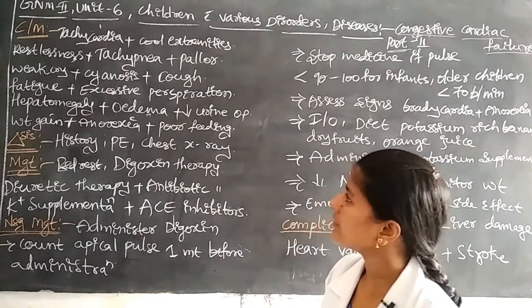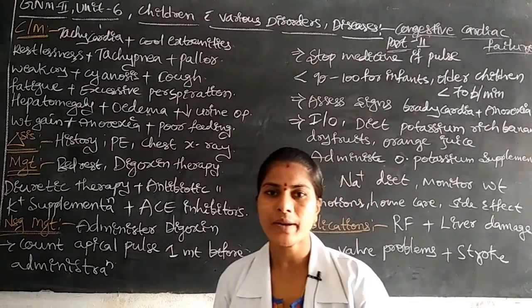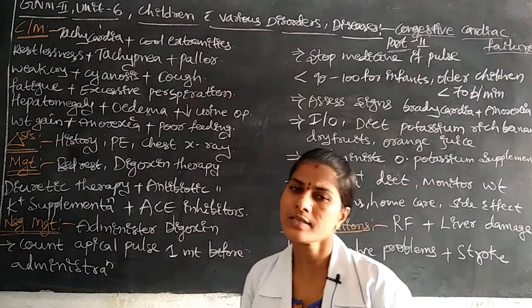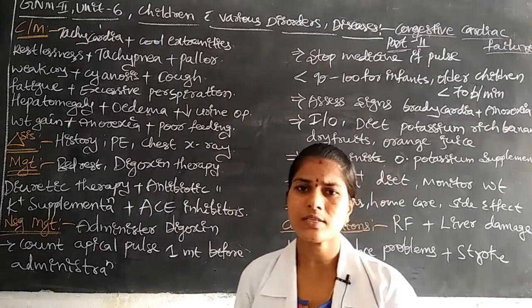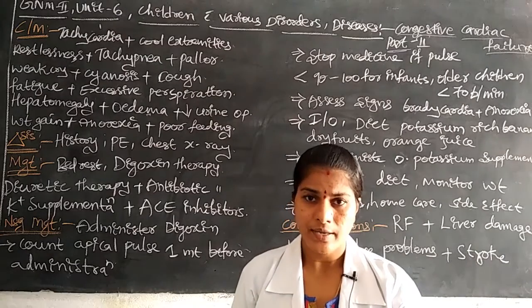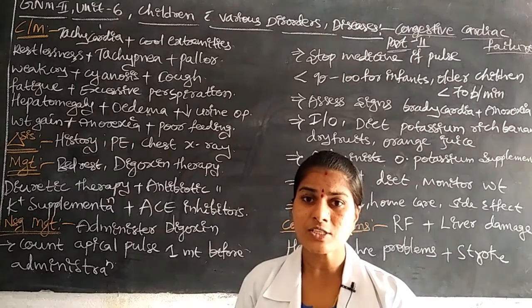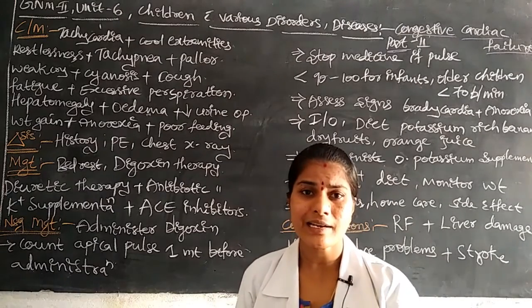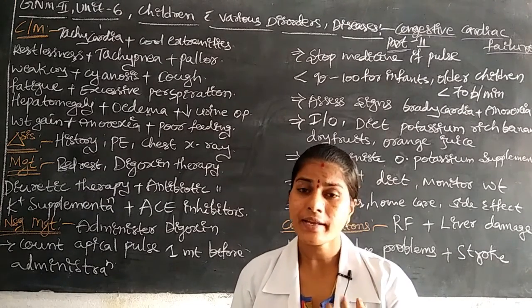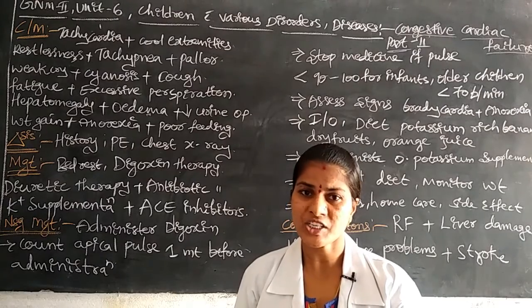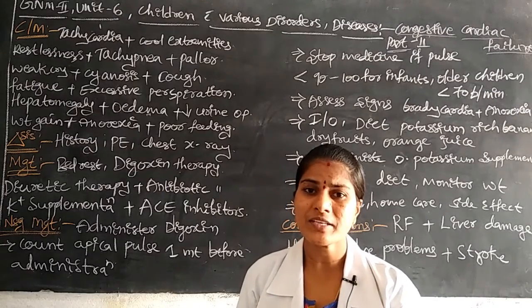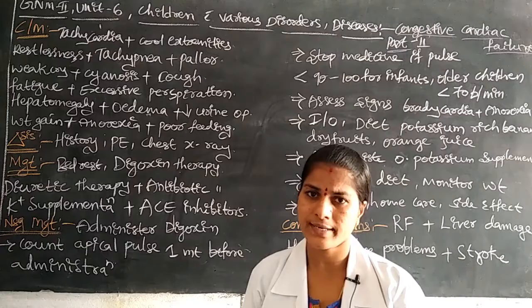Next is tachypnea. The breathing is increased in the children. Why? Because of the metabolic rate. The children have an increased metabolic rate, which means they need an increased oxygen supply to the body tissues. Then the breathing is increased in the children.